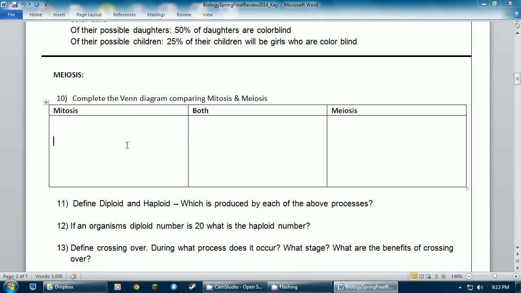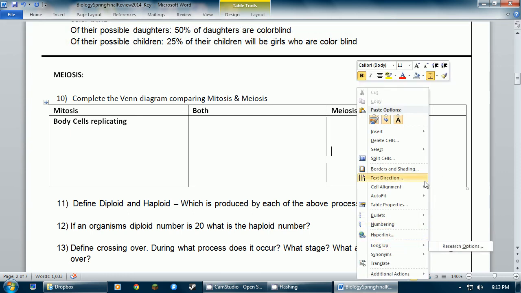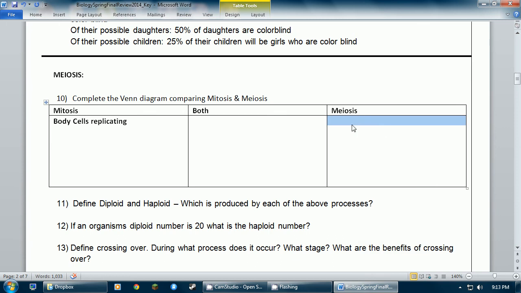There we go. It says, complete a Venn diagram comparing mitosis and meiosis. Alright, so mitosis is our body cells replicating. It's just how we make new body cells. So those are just normal types of cells. For meiosis, it is our sex cells. I would say replicating, but really they're being produced from the cells that eventually become our sex cells.